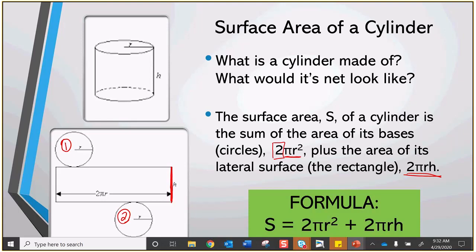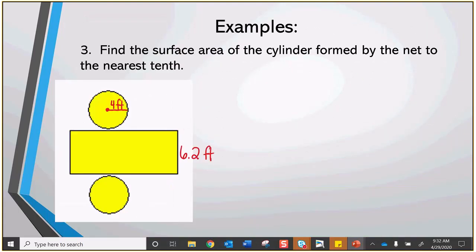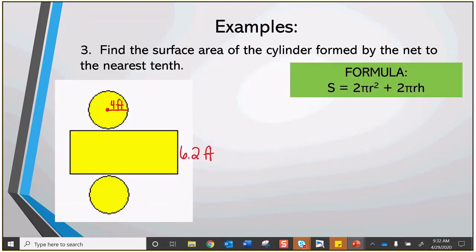It'll just be off by a little, but anything is going to count it wrong on Canvas. And then also that you're rounding correctly. Okay, so let's put this into practice. We've got the formula here, and we have our net of a cylinder. This cylinder has a radius of 4 feet and a height of 6.2 feet.